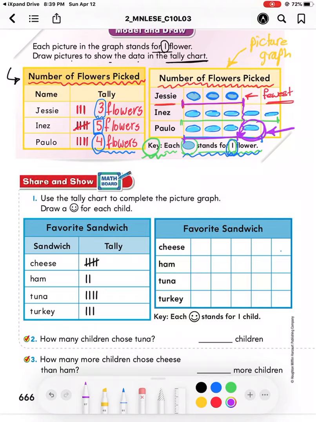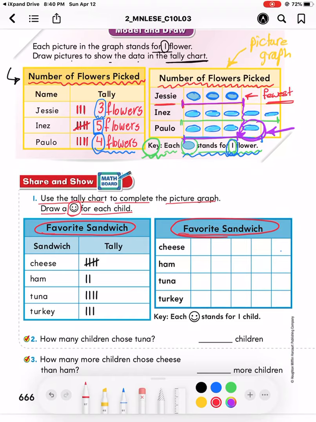Okay? Now, let's start the share and show part. Let's read what is required together. It says, use the tally chart to complete the picture graph. Draw a happy face or smiley face for each child. Now, this graph and this tally chart is about what? You can see what it is about from the title right here. What is it about? Excellent, good job.